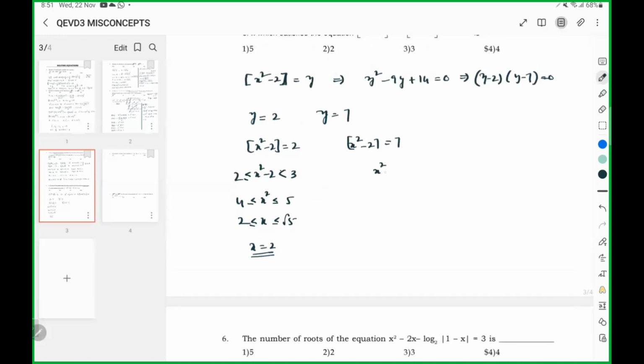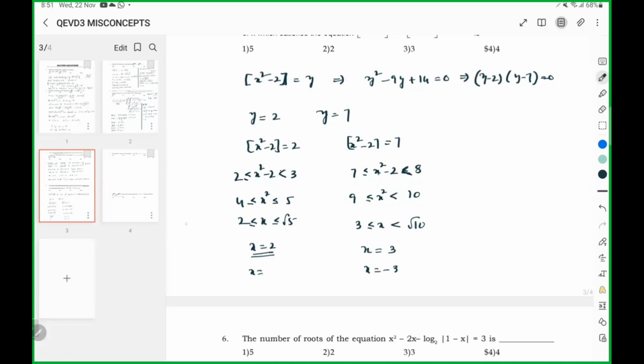Here, in the same way, it lies between 7 and 8. Sorry, not just strictly lesser. X square lies between 9 and 10. So in this case, x lies between 3 and root 10. So here the positive integral value is this. Similarly, minus 3 also satisfies. Here also minus 2, so not in between 2 and root 5.